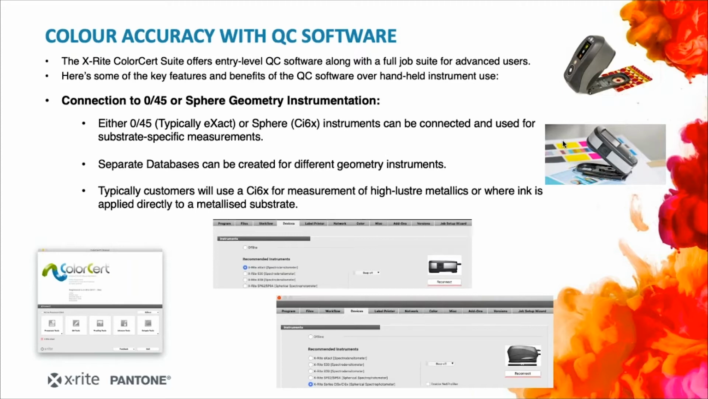However, there are some limitations. If you have, for example, a very high luster metallic, or you have ink applied directly to a metallized substrate, then a different geometry of instrument has to be used, typically what we call a sphere instrument. Okay, our CI6 range, which you can see on the screenshot, is also fully supported, and we can have different databases for different geometries of instruments for different types of substrate. This can all be managed centrally in the software.